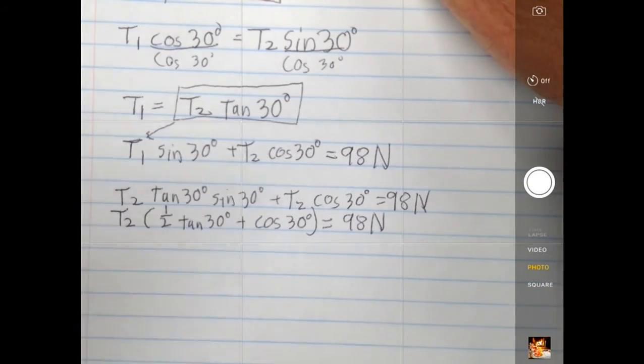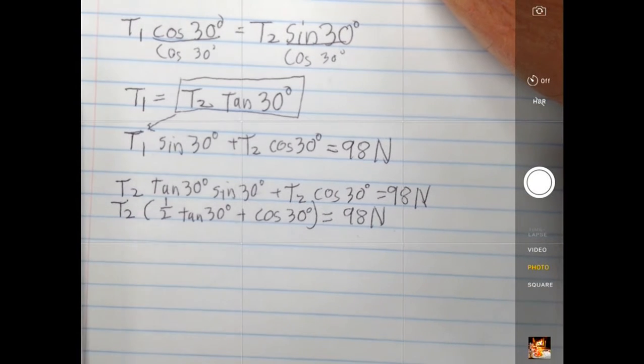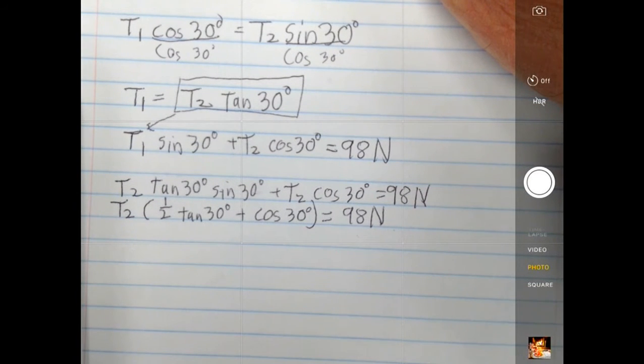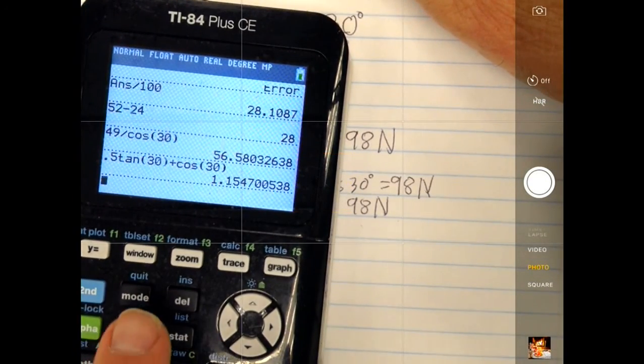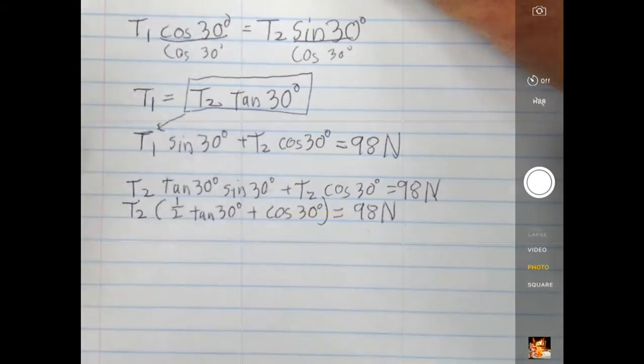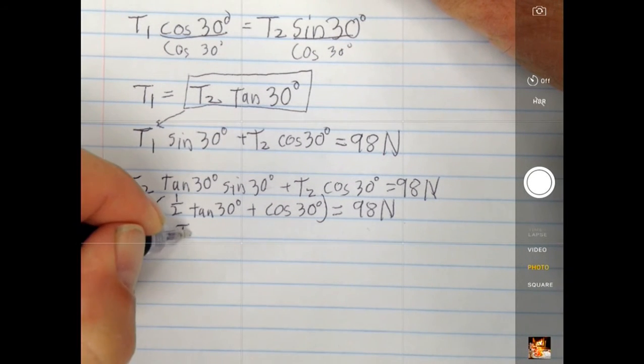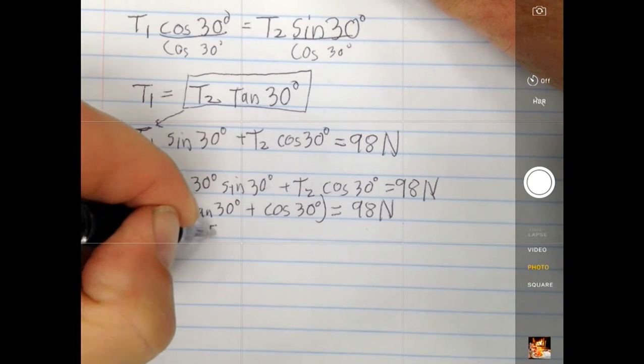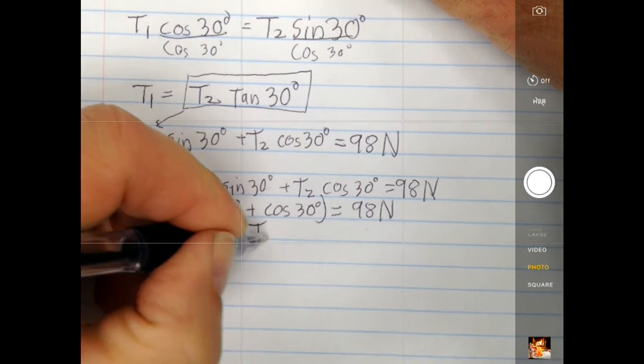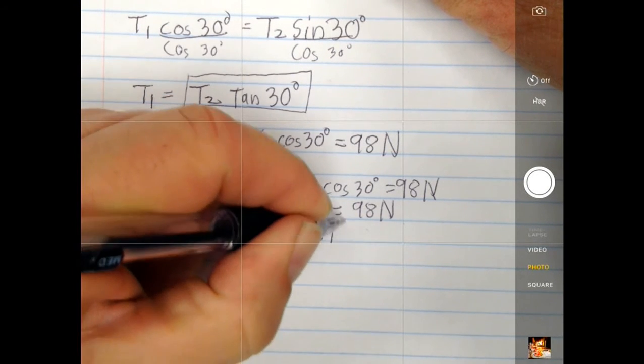But you know what I'm going to do? I'm just going to power up my calculator, a TI-84 Plus Color Edition, and ask it, what is 0.5 tangent 30 plus cosine 30? Enter. And it says 1.154700538, which means 1.1547 T2 equals 98 newtons.